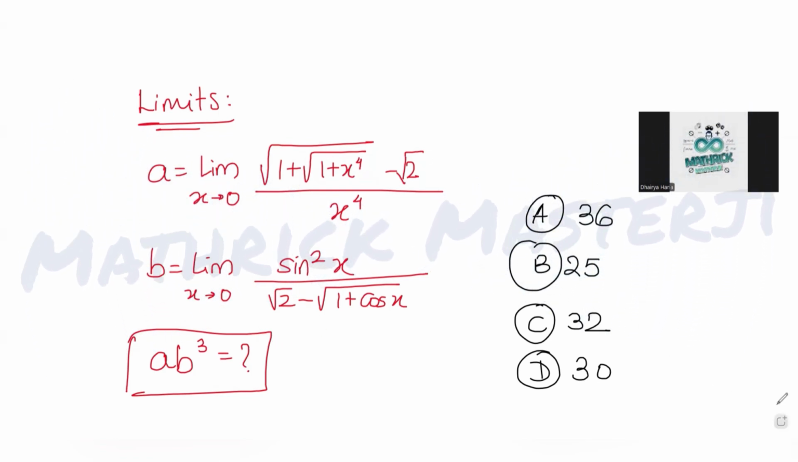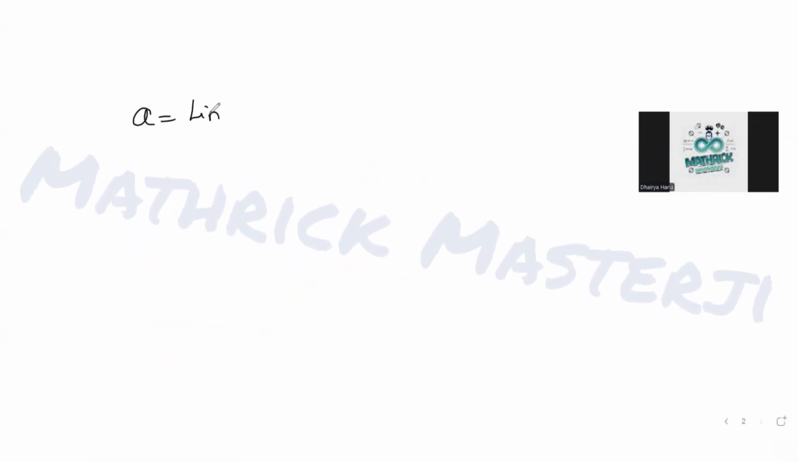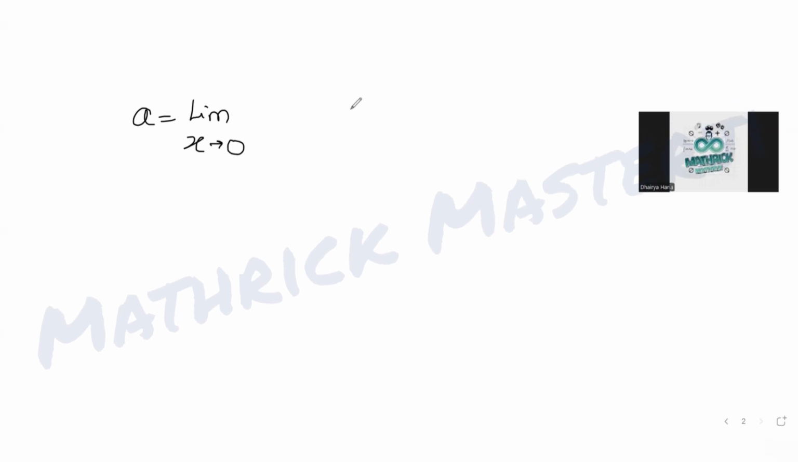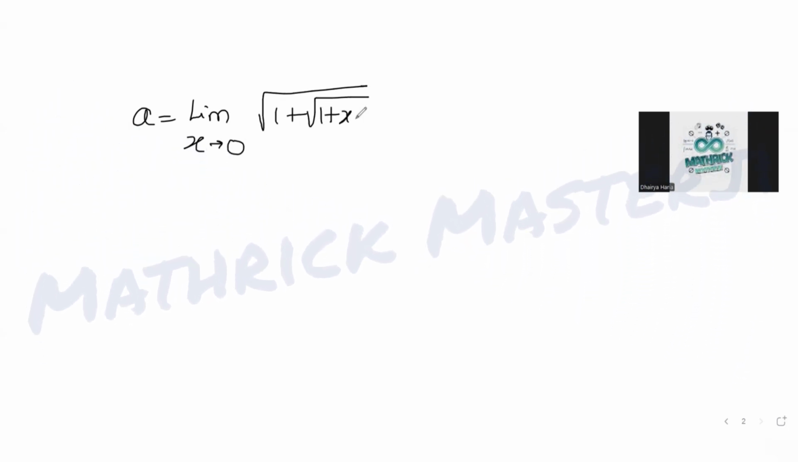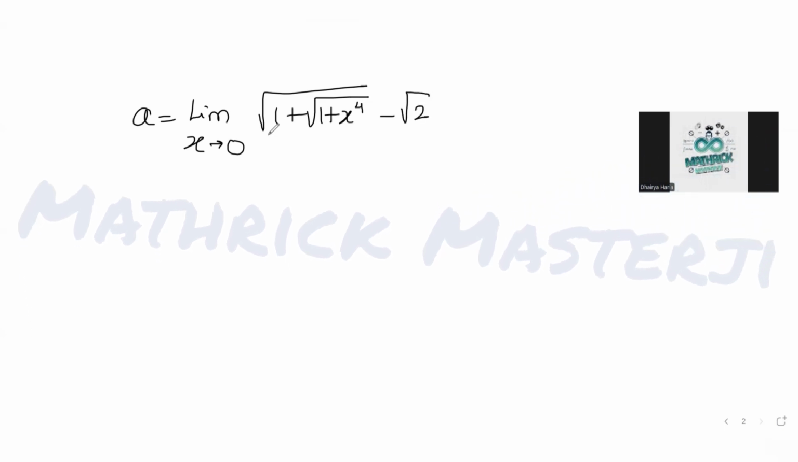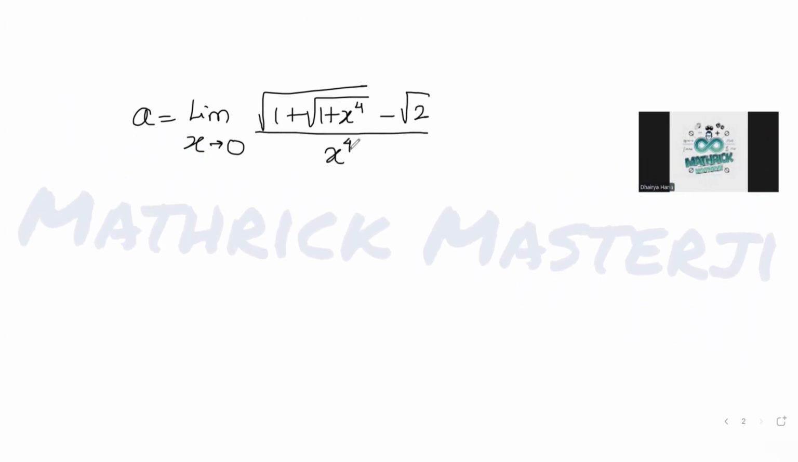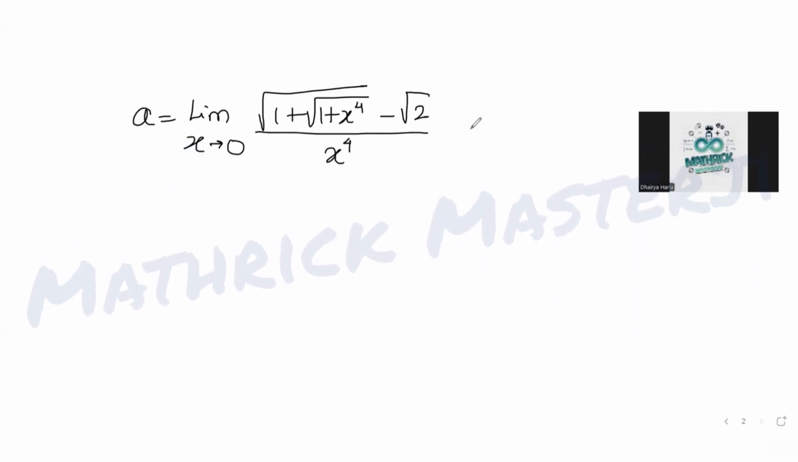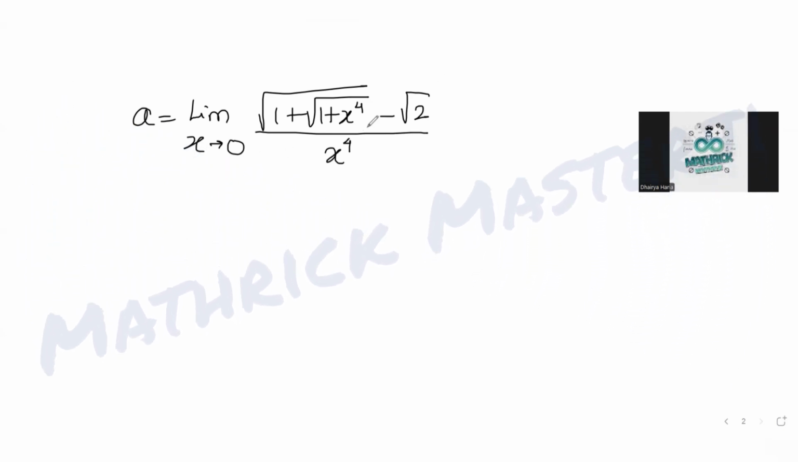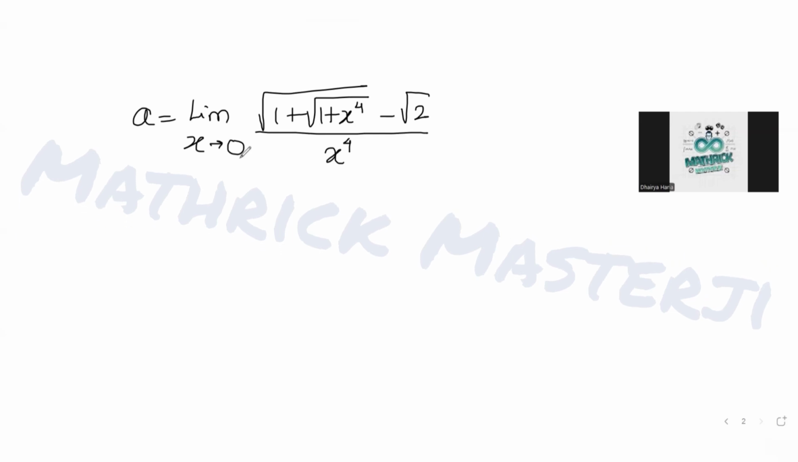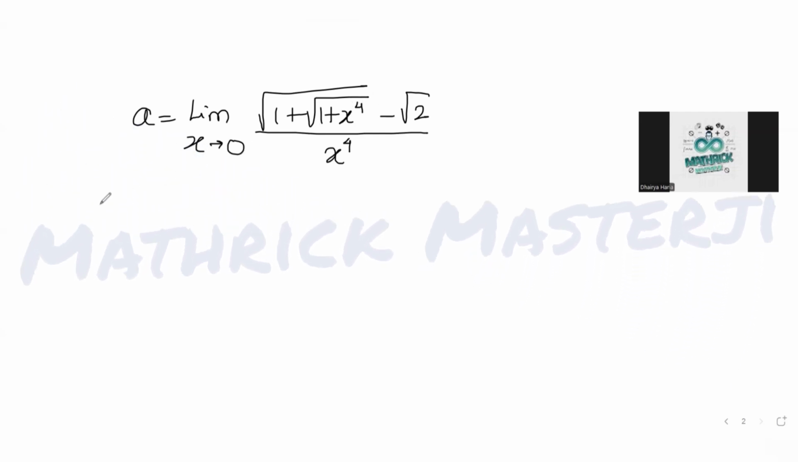So first I'll try the limit to find the value of a. Limit x tends to 0 of square root of 1 plus square root of 1 plus x raised to 4, minus root 2, divided by x to the power 4. Now what I can do here is use the idea of rationalization, because if I put x as 0 directly, let's understand what form this becomes.